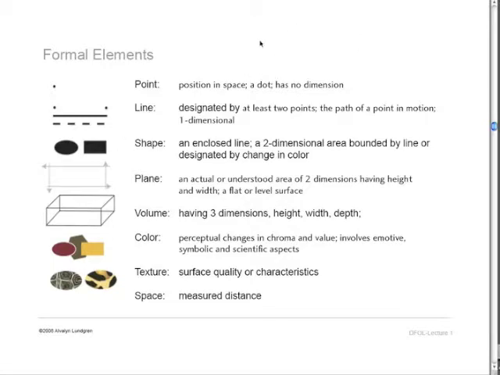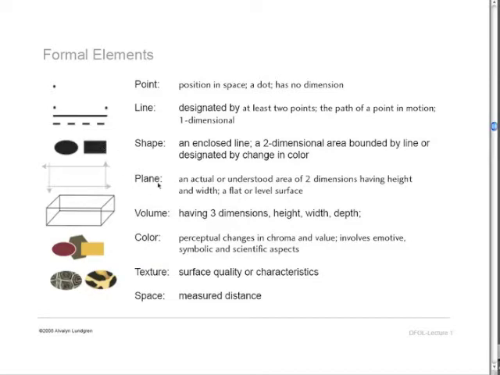Shape is line doubled back on itself and closed. So we call it an enclosed line. It's a two-dimensional area that is bounded by line. So we can see the rectangle shape in here because it's surrounded by gray lines. So this is the shape, and the lines are the boundaries of that. Or we see these shapes not because they are outlined, they don't have lines around them, but they are a different color than the background. Shape has 2 dimensions. That's the height and the width.